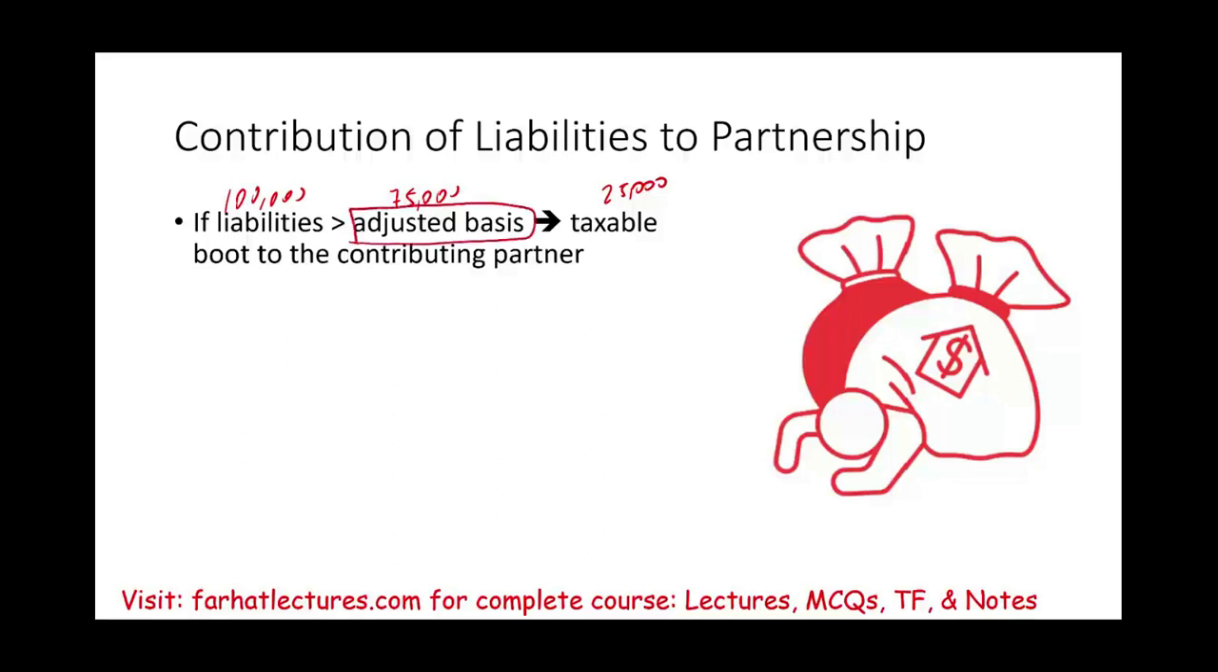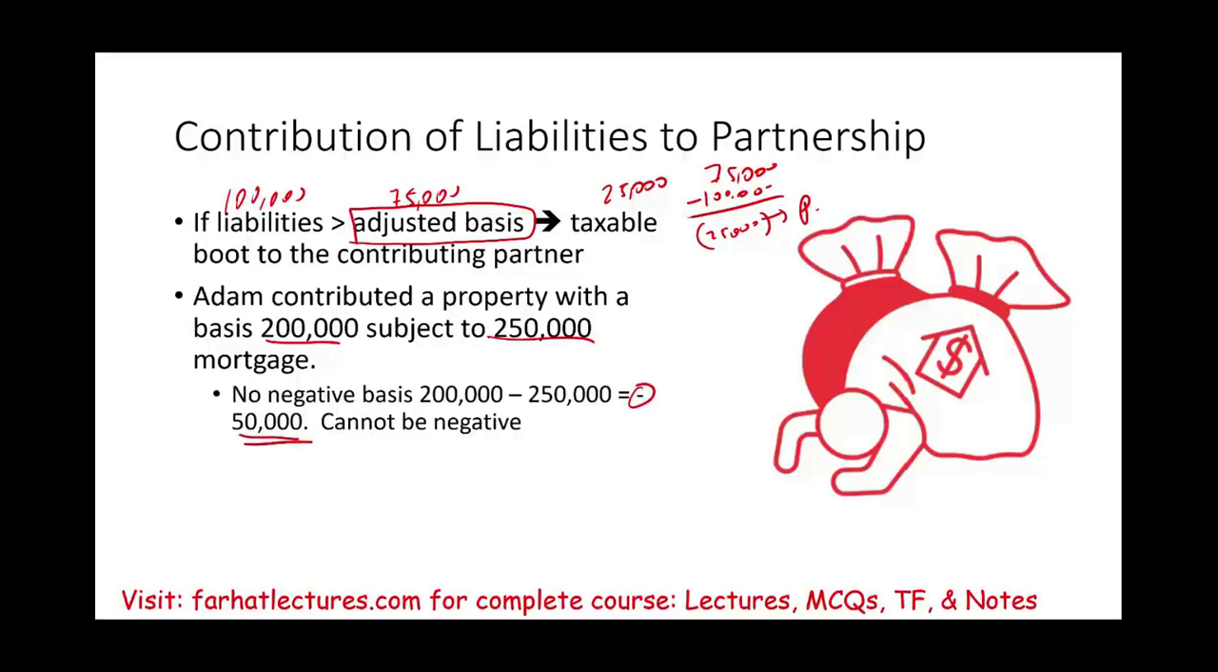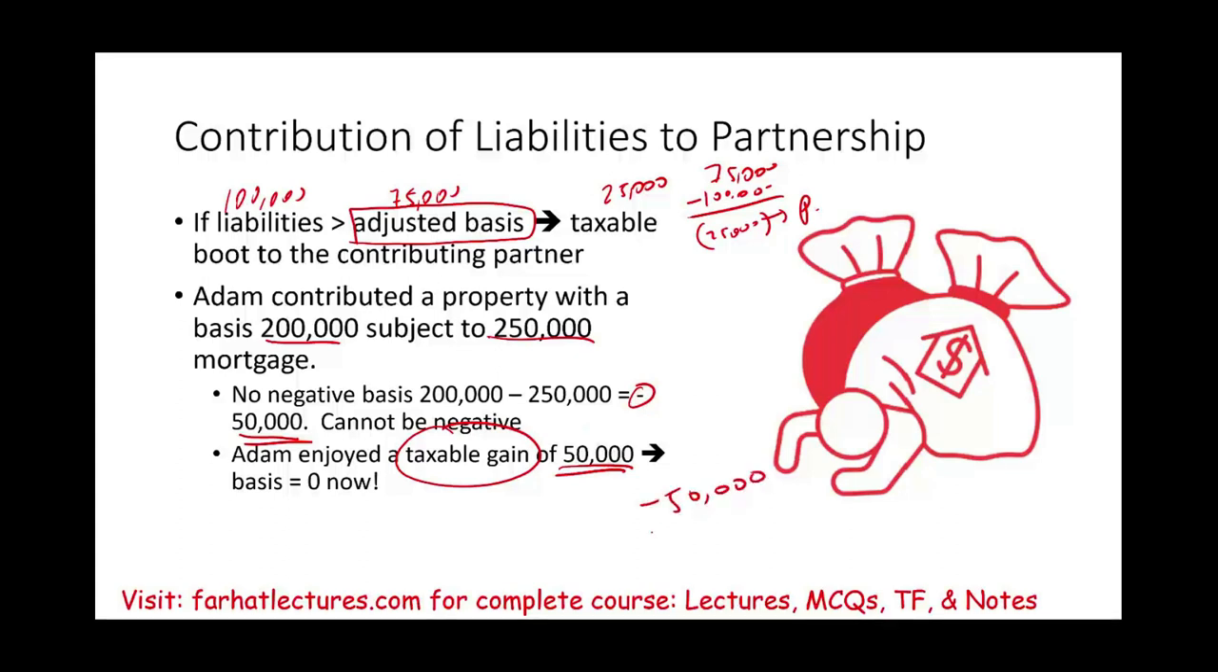Because the adjusted basis is your starting basis minus the $100,000, now you're negative. You cannot have a negative basis. Therefore, you have to pay taxes on that. When you pay taxes, it's good. So Adam contributed property with a basis of $200,000, subject to a $250,000 mortgage. Well, if we go with the formula, we're going to have a negative basis. We cannot have negative basis. And Adam relieved himself of $50,000, because he has an asset that if he sold it, he would still be on the hook for $50,000 and somebody took over that $50,000. So Adam enjoyed a taxable gain of $50,000. Once Adam paid taxes on it, well, that negative $50,000 of basis, which doesn't exist, since we pay taxes, that's the idea behind contributing services, because it's taxable, it's going to increase your basis, then your basis is back to zero now.